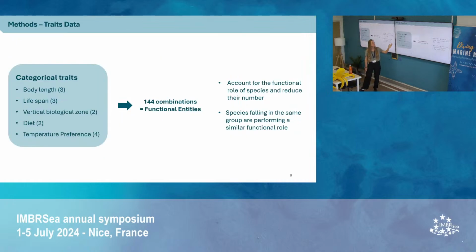So as I've just said, for multidimensional functional indicators, I used traits data, 5 categorical traits, and this set of traits with their number of categories resulted in 144 combinations that we are going to call functional entities in the rest of the presentation. And these functional entities allow us to account for the functional role of the species and reduce their number, based on the fact that species sharing the same traits fall in the same group and perform a similar functional role.